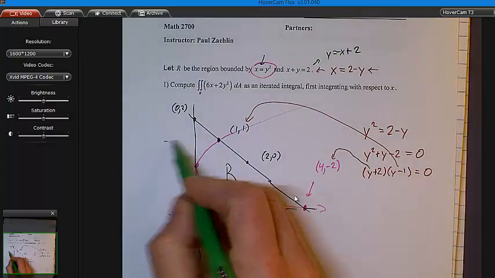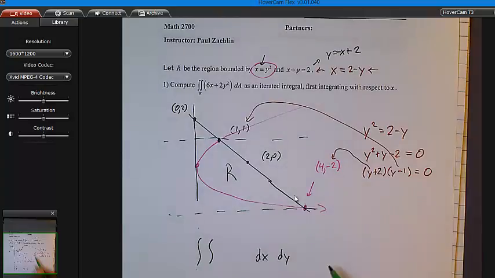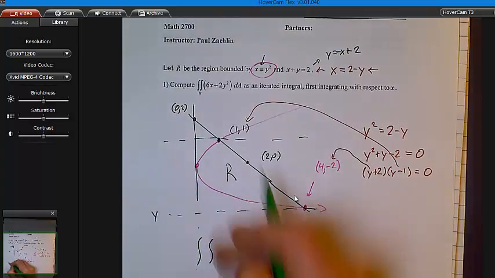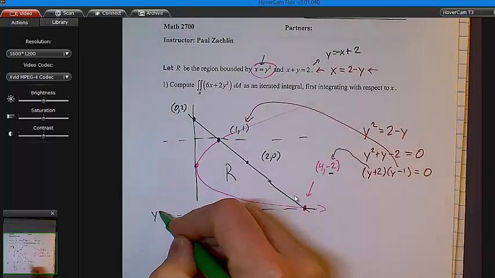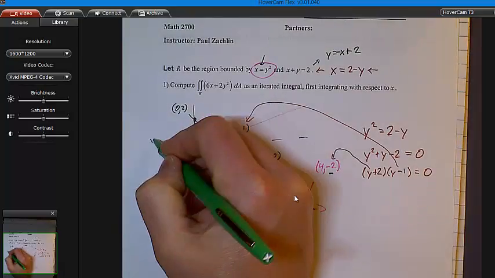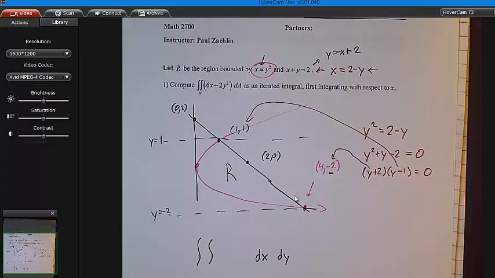Well, you could see here the lines that bound the region come from the y values you got here, y equals -2 and y equals +1. I mean, there's a reason that I said let's compute those points. So that's what goes here and here.